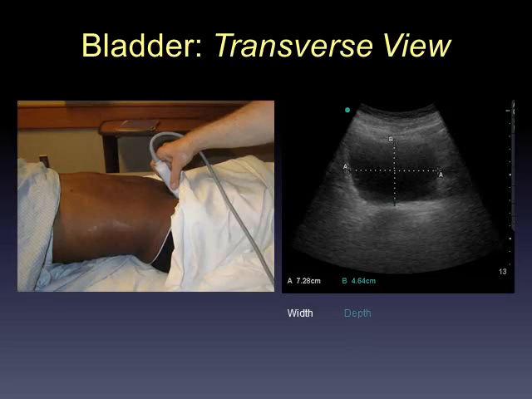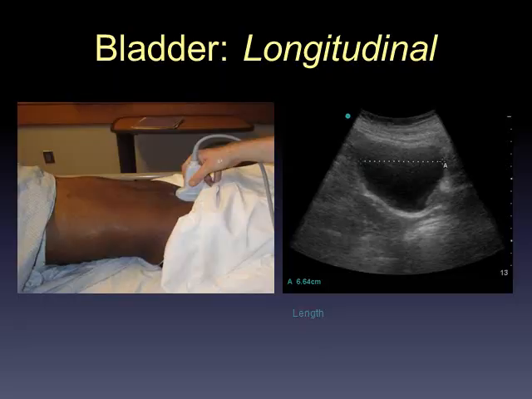So I like to begin by measuring the bladder in the transverse view simply because it is often a bit easier to find the characteristic square shape of the bladder in that view. Please note on the left the angle of that probe. The bladder being quite pelvic, you have to get a steep angle sometimes to visualize it. We can see the width and the depth there, 7.28 centimeters by 4.64. Then rotating the probe 90 degrees with the probe marked at the patient's head, we can gain the length, 6.64 centimeters.